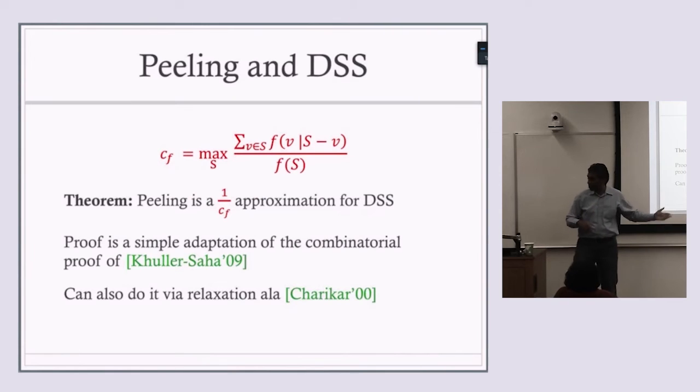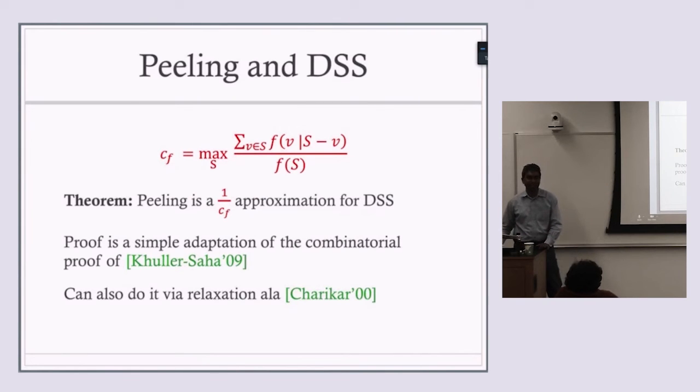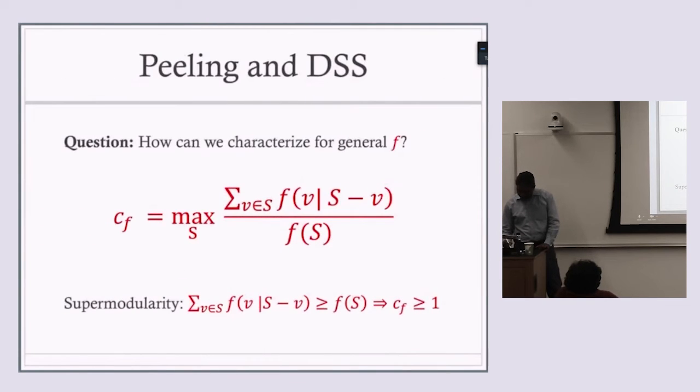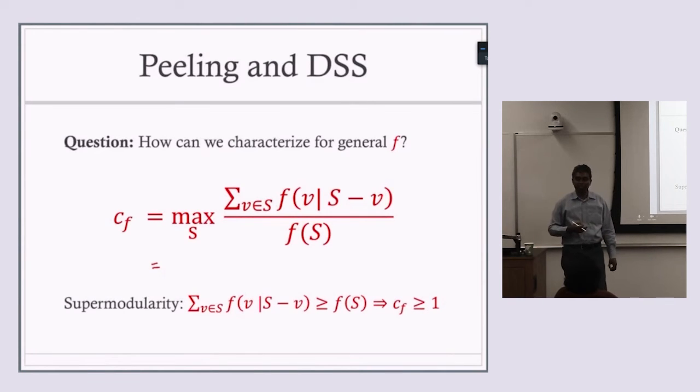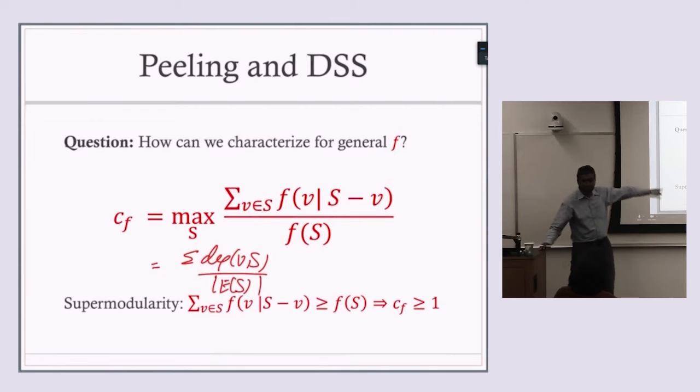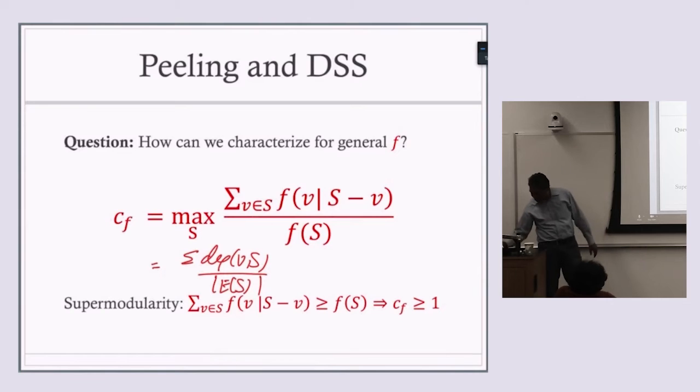Now let me show you what it is for a graph. Let's understand it for a graph. What do you think this is? Look at a set S. If I give you a set of vertices, what is f of S minus v? It's the degree of v in that set. So the numerator is the sum of the degrees of the vertices in the set. The denominator is the number of edges in the set, by definition. So what is that ratio? The sum of the degrees divided by the edge set is 2. So greedy gives you a half approximation.